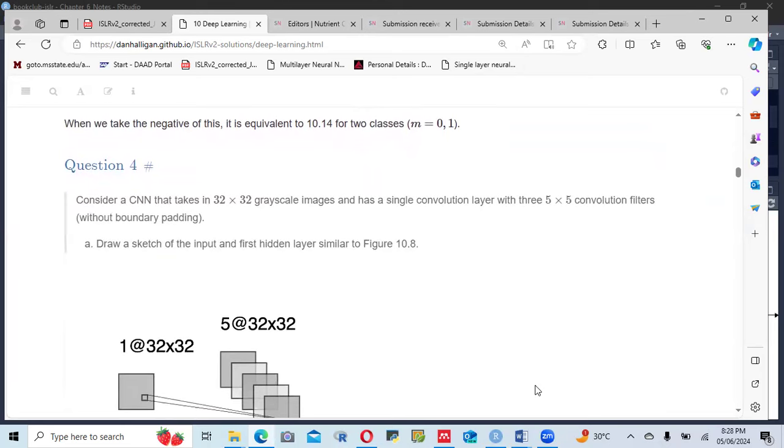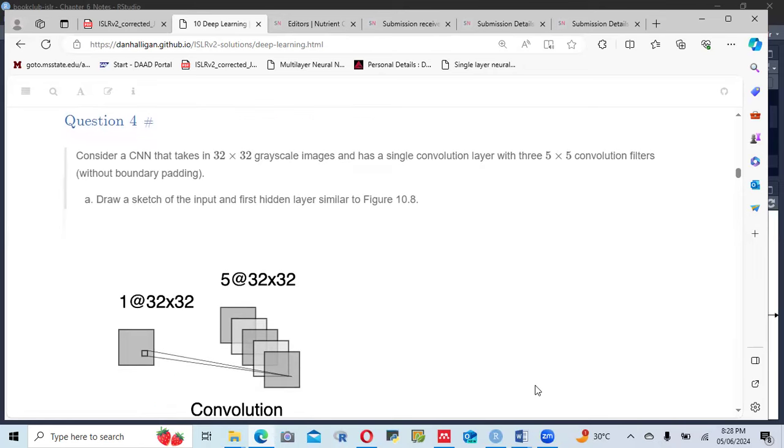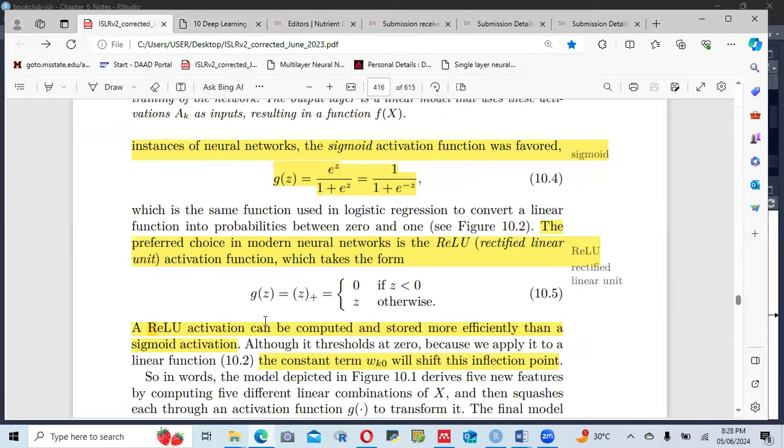So the fourth question was talking about a CNN, convolutional neural network, that takes in a 32 by 32 grayscale image and has a single convolution layer with 3 5 by 5 convolution filters without boundary padding. They say we should draw a sketch of the input and first hidden layer similar to figure 10.8. So in figure 10.8, I think they did an example.